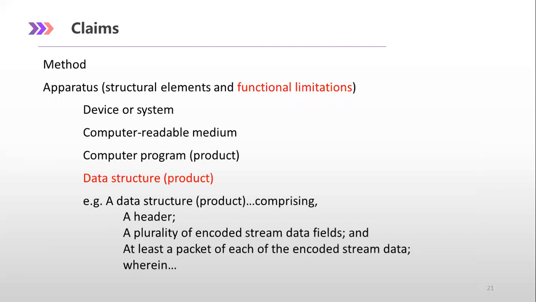Furthermore, a data structure product was affirmed in this new chapter to be in the eligible categories, alongside the traditional device or system, computer readable medium, or computer program product. A typical example of a data structure would be like this, as shown in the slide.